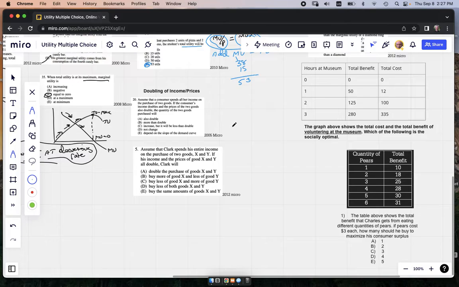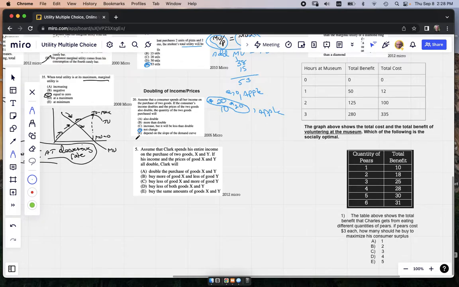Doubling of incomes and prices. Assume that a consumer spends all of their income on purchase of two goods. If the consumer income doubles and the prices of the two goods double, the quantity of the two goods purchased will, and the answer here is not change. Recognize that if I have $10 and I can buy one, let's just say apple, because the price of that one apple is $10. And then all of a sudden I have $20 in my pocket and now the price of apples goes up to $20. Well, I still can only buy one apple, right? Nothing's changed in the ratios there.